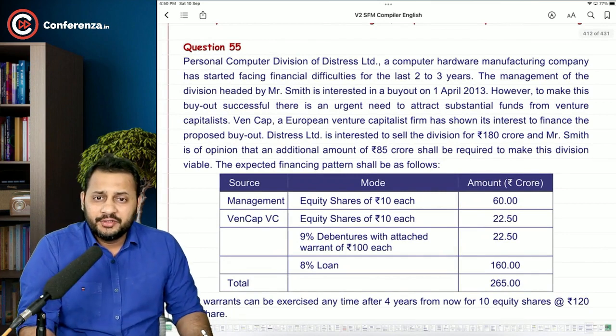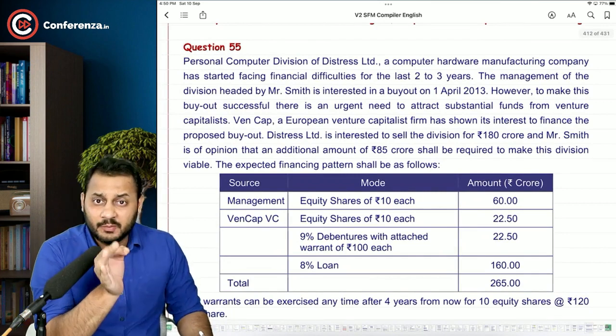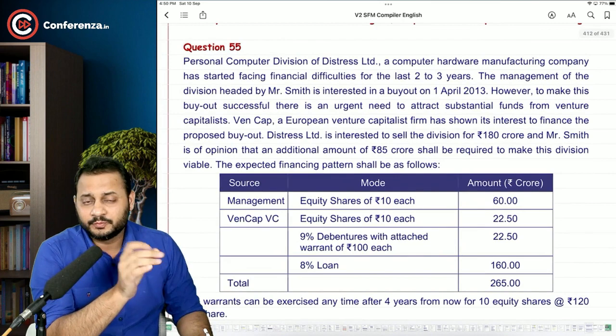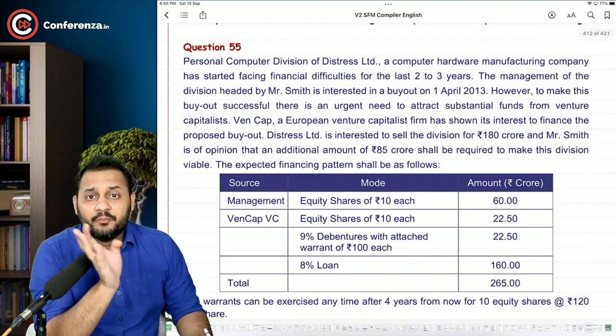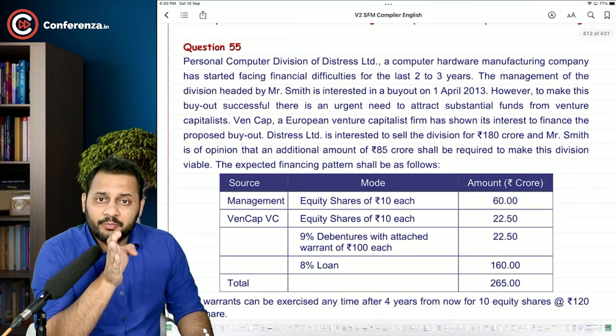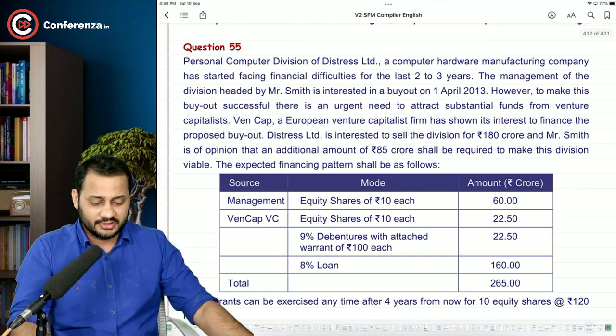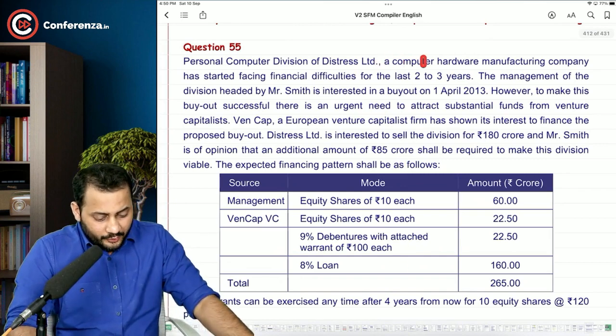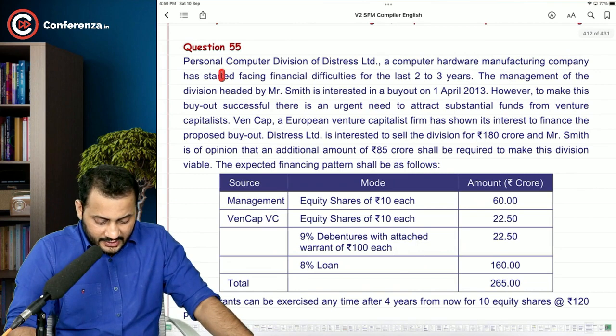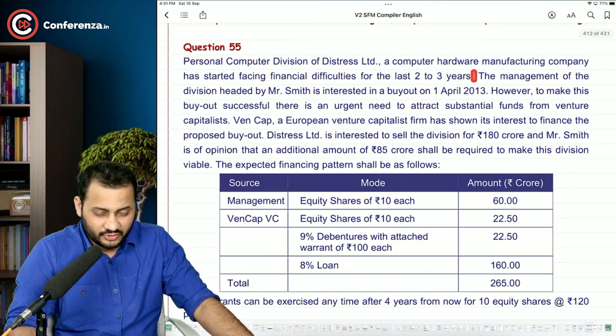See, Personal Computer Division of Distress Limited. There is a company, Distress Limited. There is a division of a computer: the Personal Computer Division of this company. A computer hardware manufacturing company has started facing financial difficulties for the last 2 to 3 years. So this company is not doing good right now. The management of the division, which is headed by Mr. Smith, is interested in a buyout.